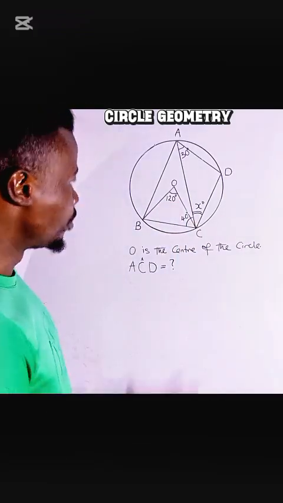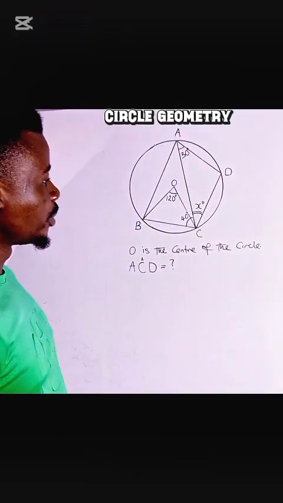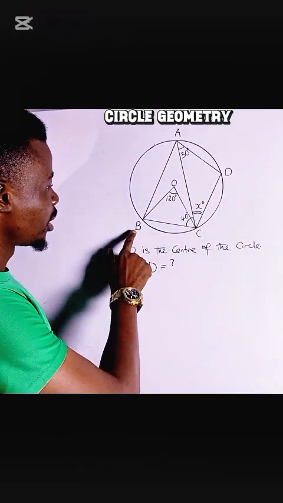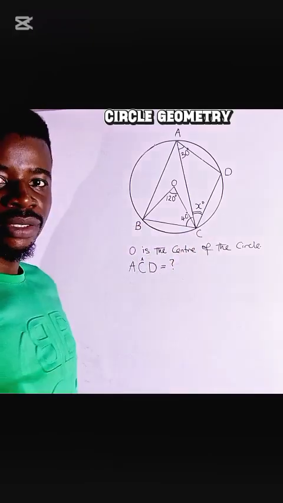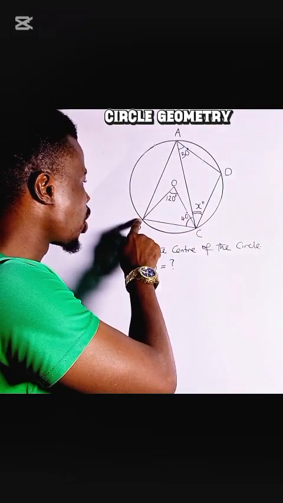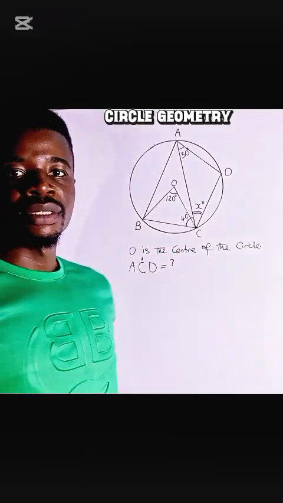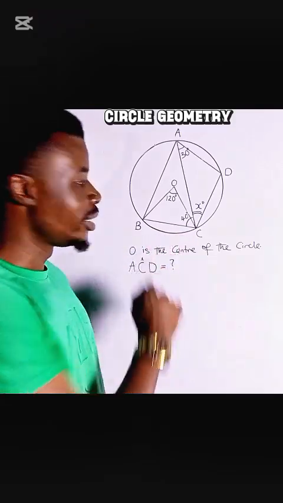So let's look at the board. You can see that to solve this, we just have to study the circle. Now, what do you see? You can see that line BC is a chord. Now, what is a chord? A chord is a line that connects 2 points in a circle without passing through the center. So line BC is a chord.